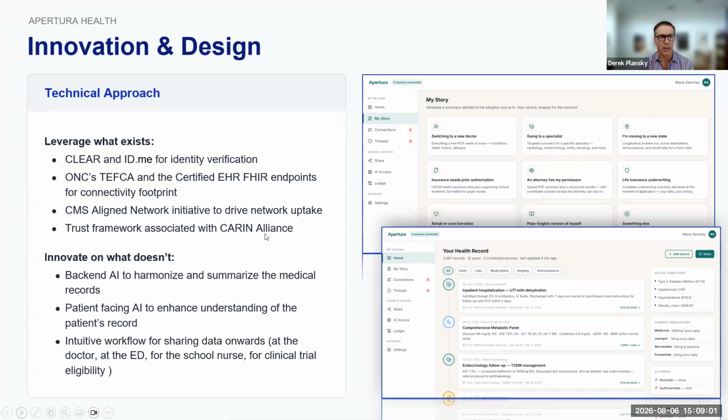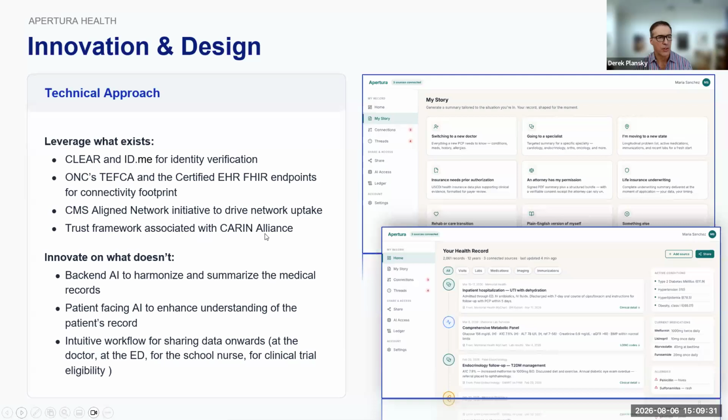The CMS Aligned Network in particular is doing a lot of great work in driving adoption and making it easier to get these EHI exports. And there's also a trust framework associated with the Carin Alliance in terms of trusting the patient data apps themselves. Those things exist, and we're definitely using those capabilities, sort of standing on the shoulders of people who've come before us. And we're leveraging tools to fill in the gaps and turn those capabilities into an overall solution.